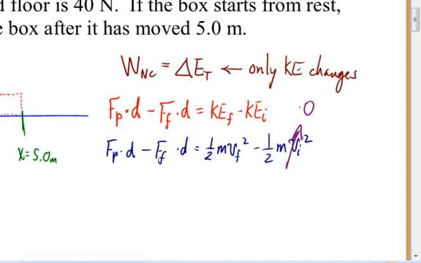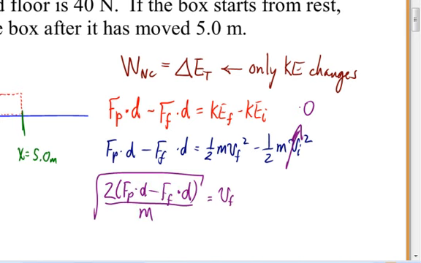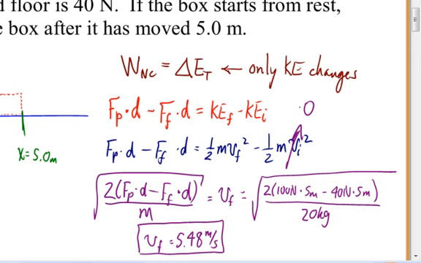I'm trying to find the final velocity, the final speed, if you will, to the right. So I can solve this equation for the final speed. If you'll permit me, I'll do it all in one step. And now I'll put in the numbers. And I get that the final speed is equal to 5.48 meters per second.